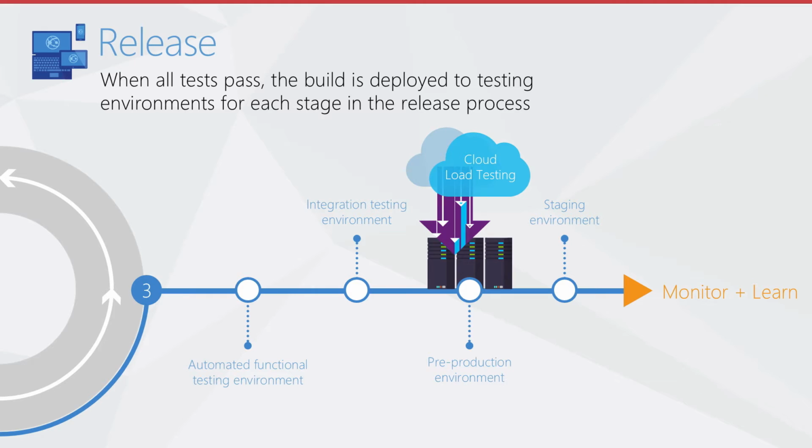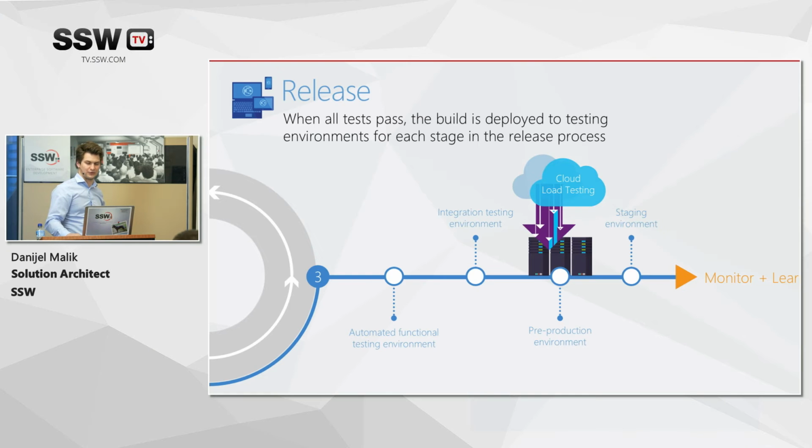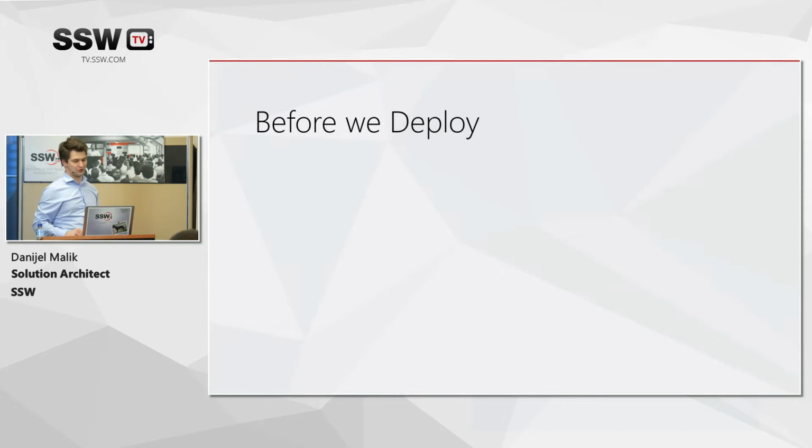Okay, so as you can see, I have another triangle there at the end. It's a monitor and learn. That's the final bit we're doing. But before we go to that stage, I want to show you how you can control the release pipeline. So now another slide. Before we deploy, what do we do?